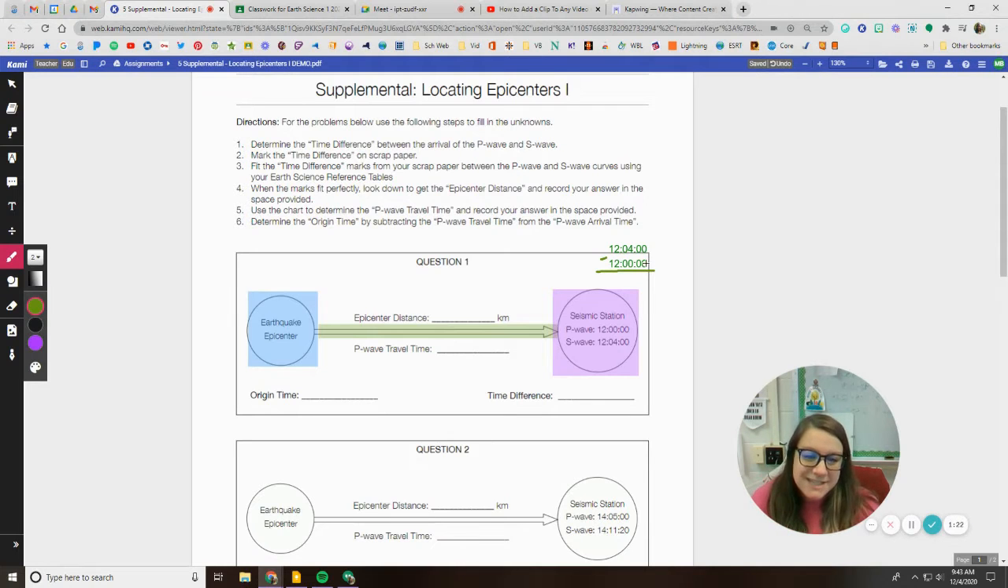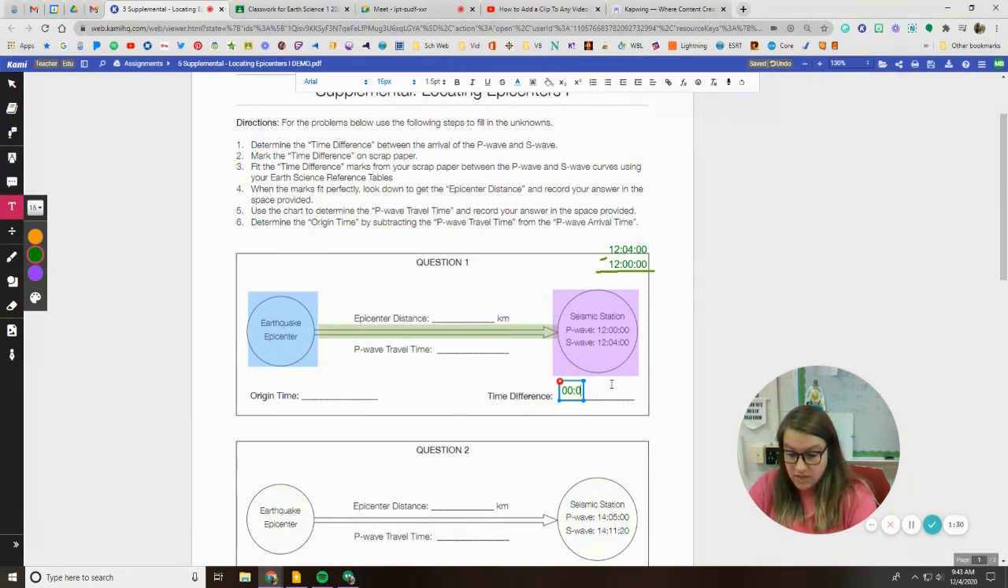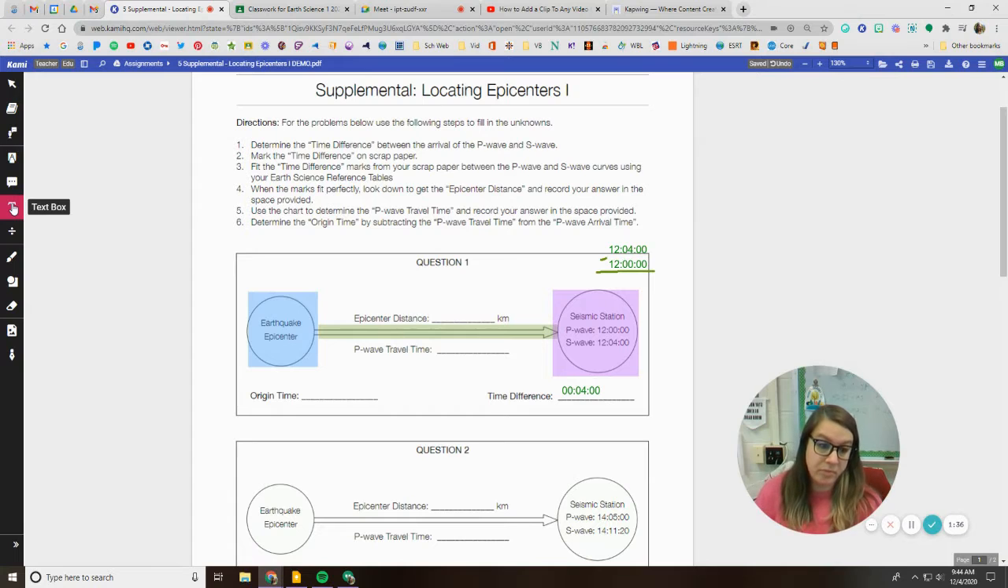Now this one is kind of easy. You can see that it's going to be a 4-minute difference. So I'm going to write that down. My time difference is 4 minutes. Now I have to use the paper method, and I'm going to show you that using the reference tables.